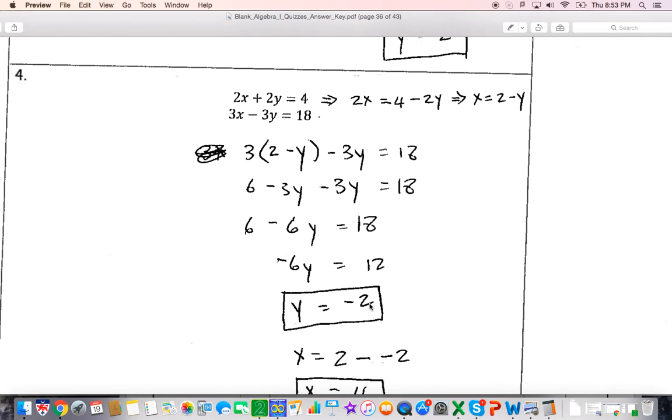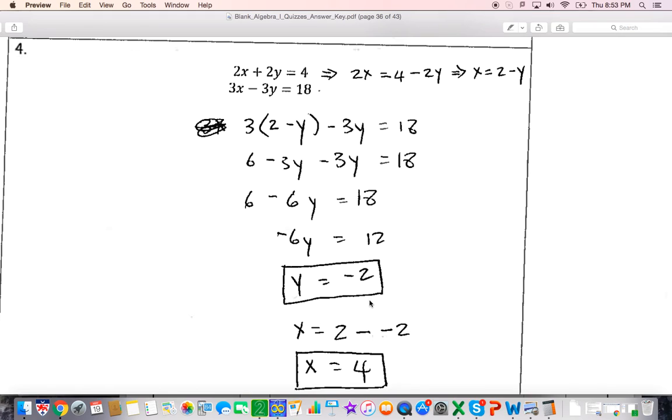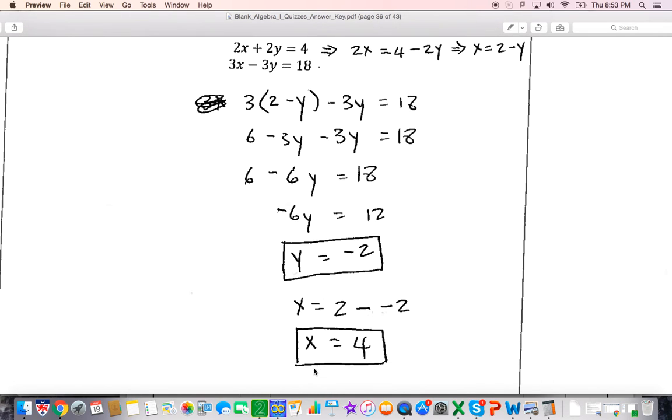Once I figured out that y was negative 2, I selected the easiest equation to work with, which was this one that I figured out earlier. And I substituted my y in as negative 2. So x is equal to 2 minus negative 2. And I got that x is equal to 4. And that's how you do substitution.